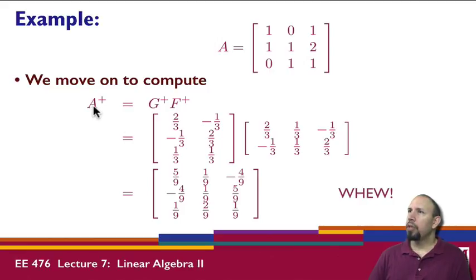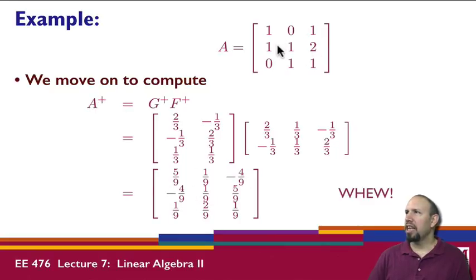So now we would compute the pseudo-inverse of A by computing the pseudo-inverse of G times the pseudo-inverse of F. So here's the pseudo-inverse of G. I've gone ahead and calculated it. Here's the pseudo-inverse of F. We've already seen that before. Multiply the two together, we get this matrix. So this is the pseudo-inverse of A.